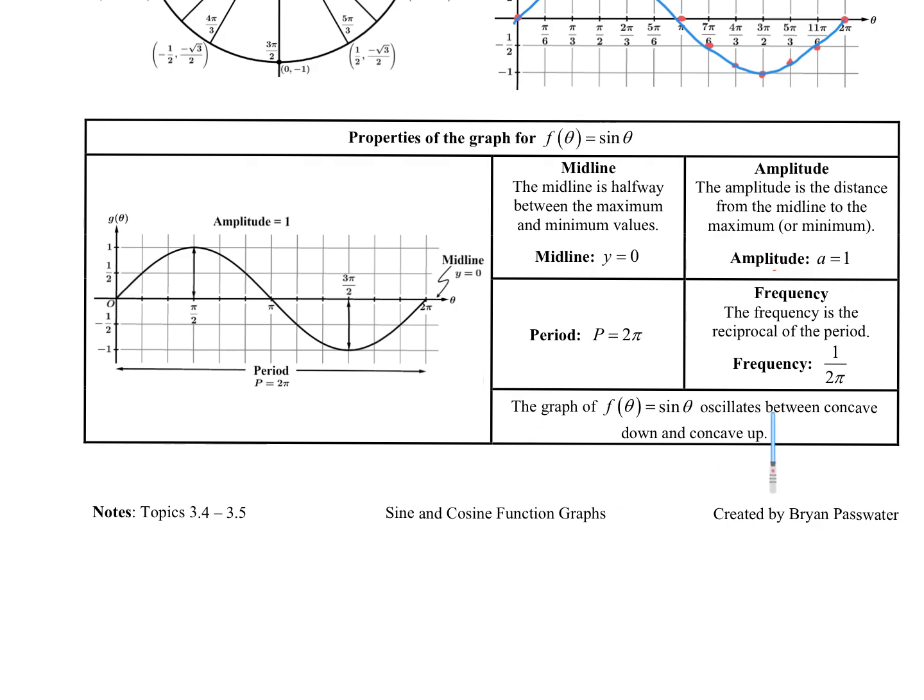And so let's keep going on this part. The graph of f of theta equals sine of theta oscillates between concave down and concave up. All right, so from 0 to pi, do you see how this curvature is concave down? And then from pi to 2 pi, we now have what? Concave up. And then guess what happens from 2 pi to 3 pi? Concave down again. And it will keep on going that wave after wave.